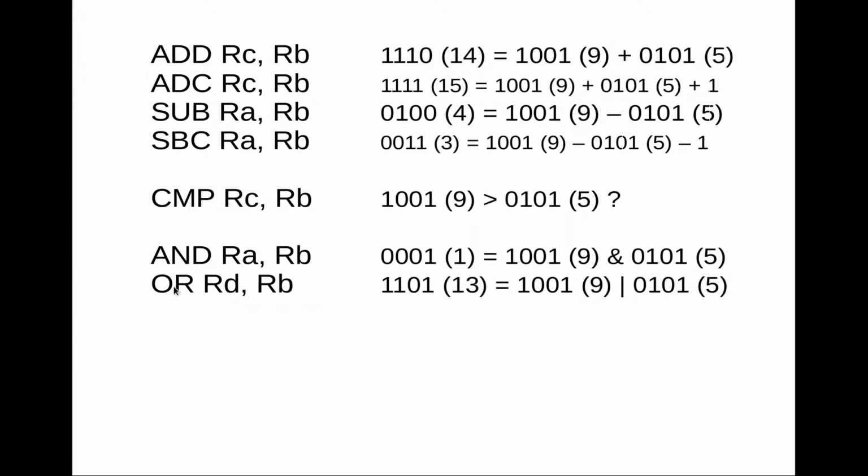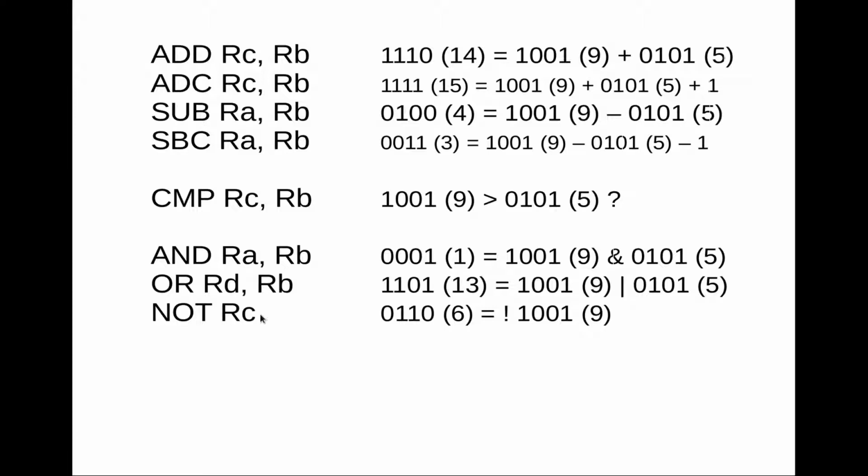Similarly, we'd like it to perform OR operations. So if we had these two values, once again, all of the bits contain a 1 in at least one of the two numbers, except for this bit, which is 0 in both, and so the result is all 1s except for this bit, which turns out to be decimal 13.